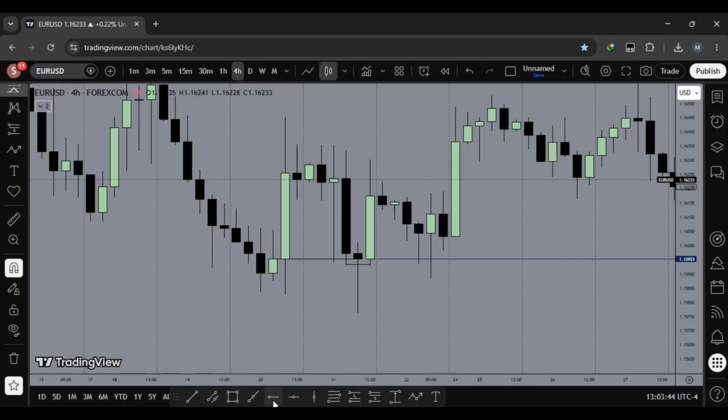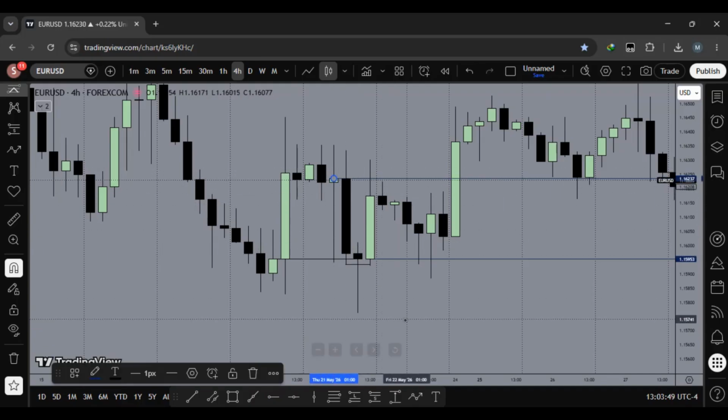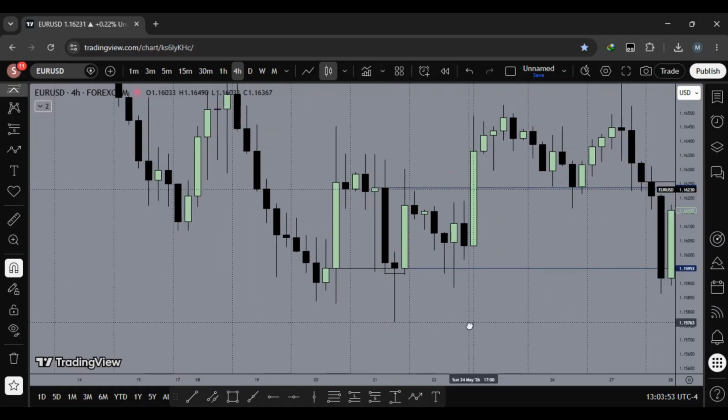Our next target will be what? From 5 minutes, our next target will be the next H4 resistance. That will be our next target.